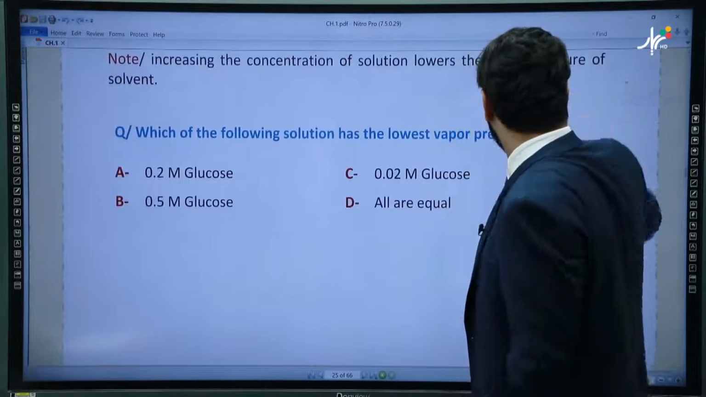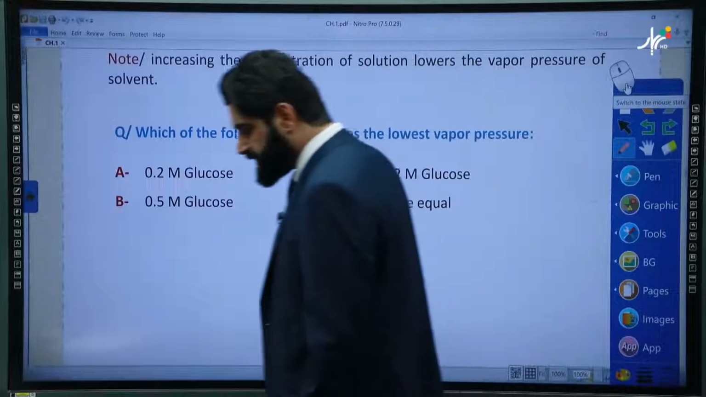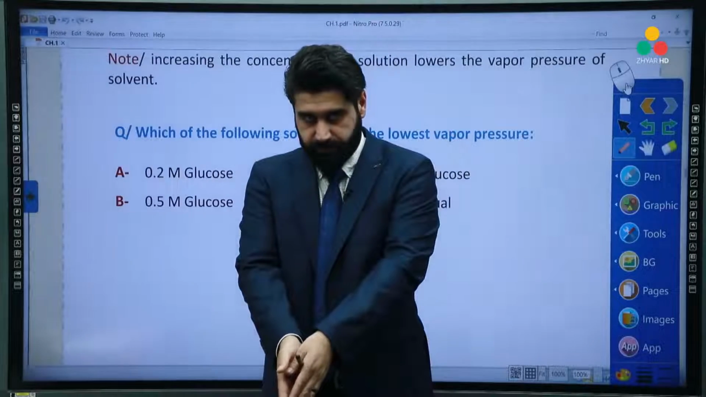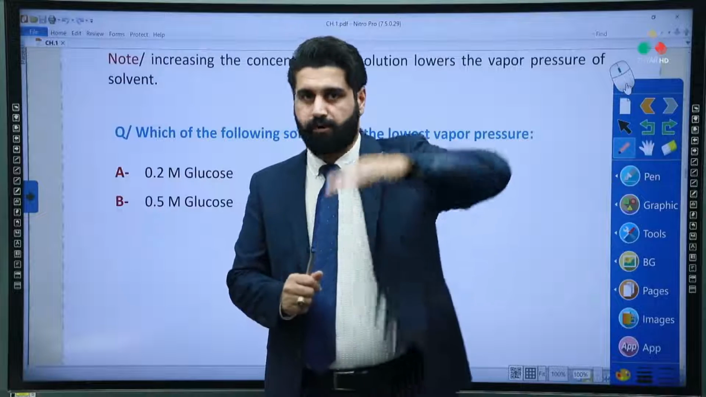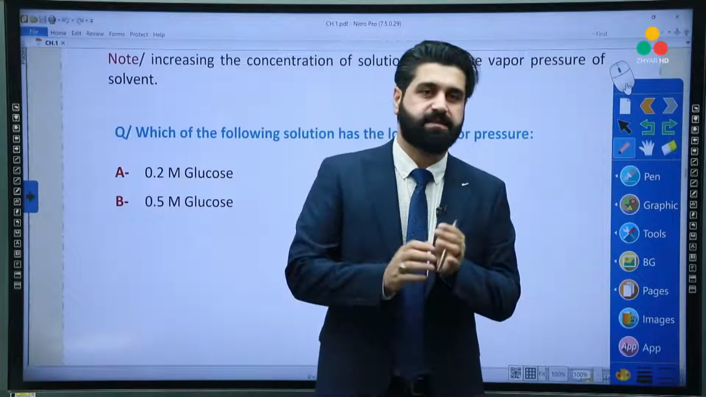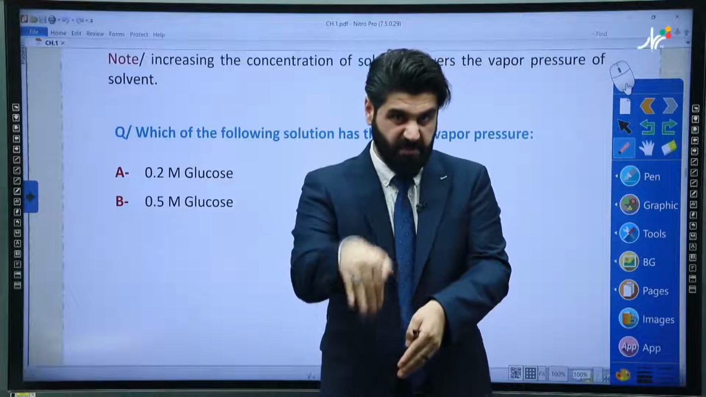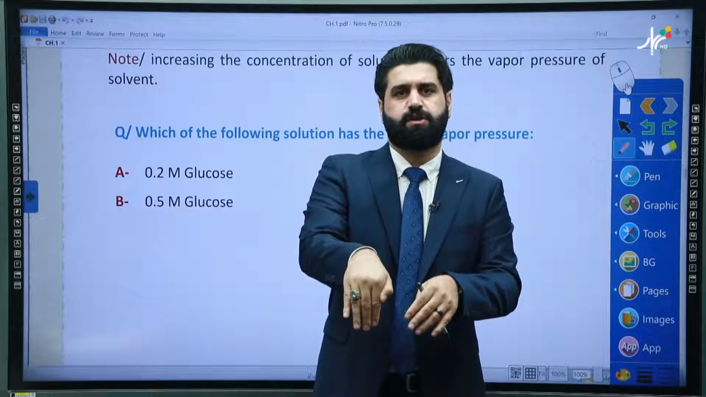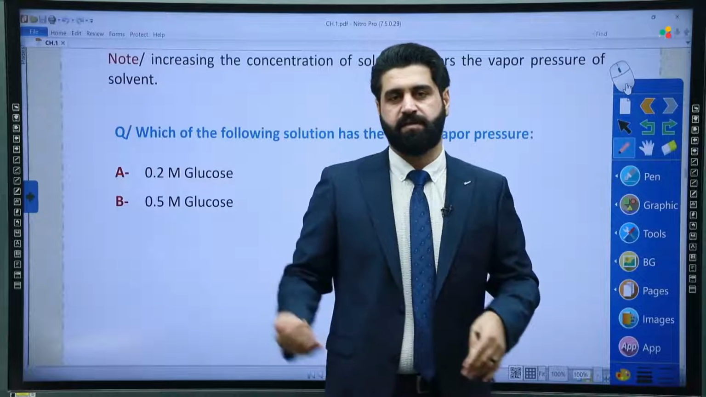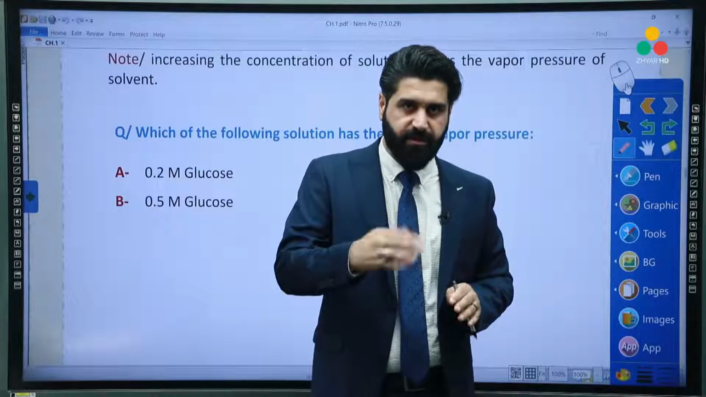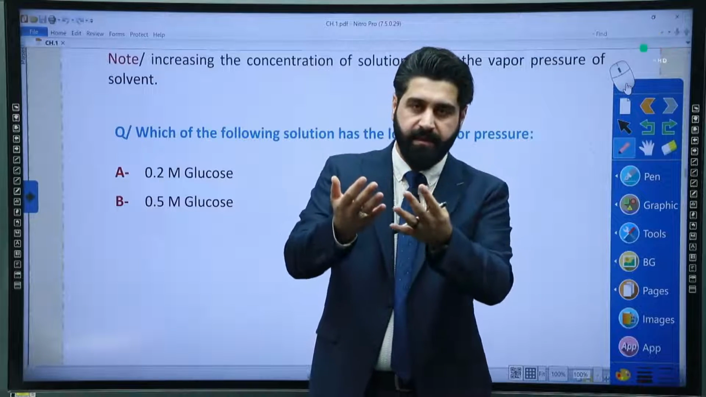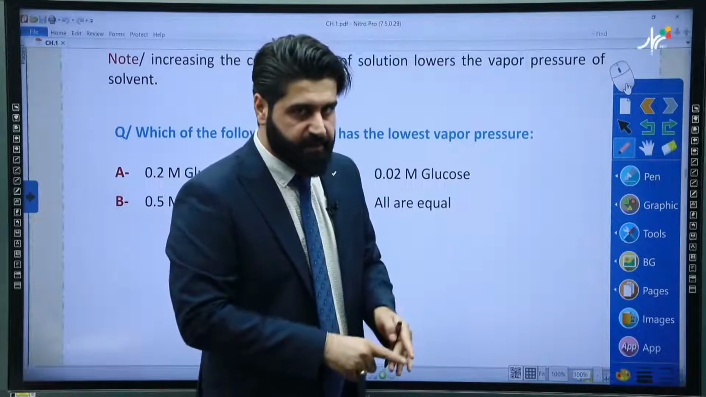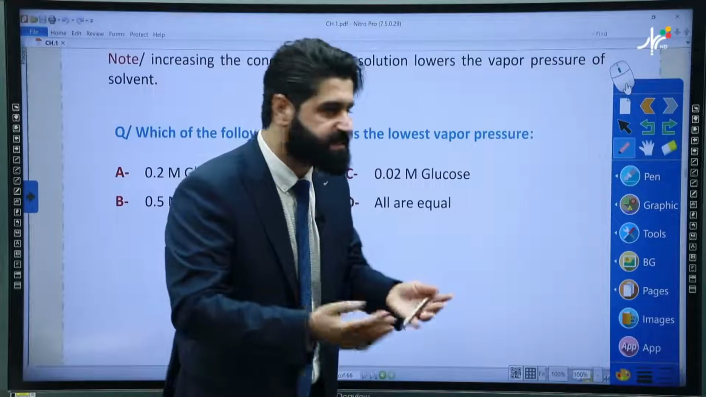Well, now I can tell you, if I ask you the lowest vapor pressure, it means maximum concentration. As I told you, as much as the concentration increases, vapor pressure gets more decreased. There will be more lowering in vapor pressure. So if I say the least vapor pressure, the lowest vapor pressure, the minimum vapor pressure, these expressions are answered by maximum concentration.